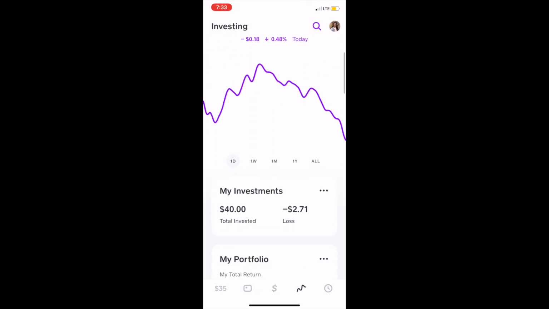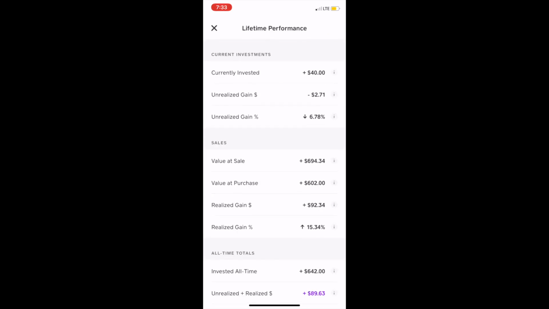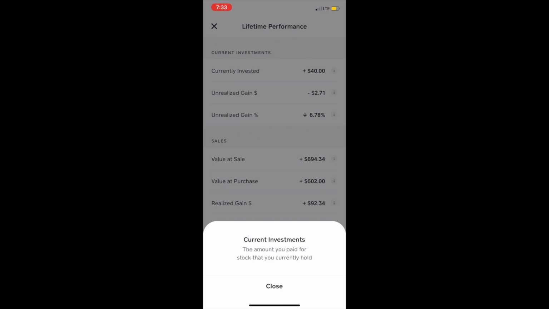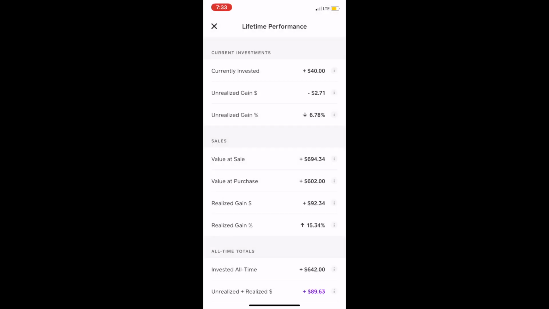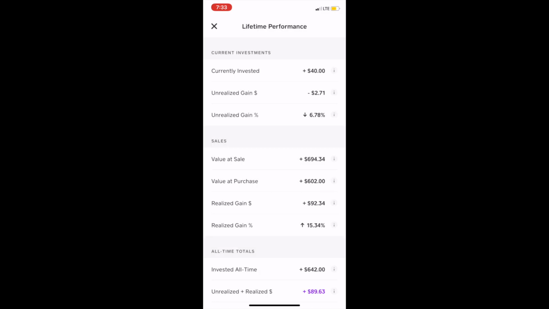Last thing I want to show you guys is your breakdown. So if you go to my investments, you'll get your lifetime performance. So current investments, I currently have $40 invested. My unrealized gain is a loss, which is negative 271. It's a loss because it's a negative number, and negative gain means you're losing. Unrealized gain percent, which is a loss, is 6.78%.